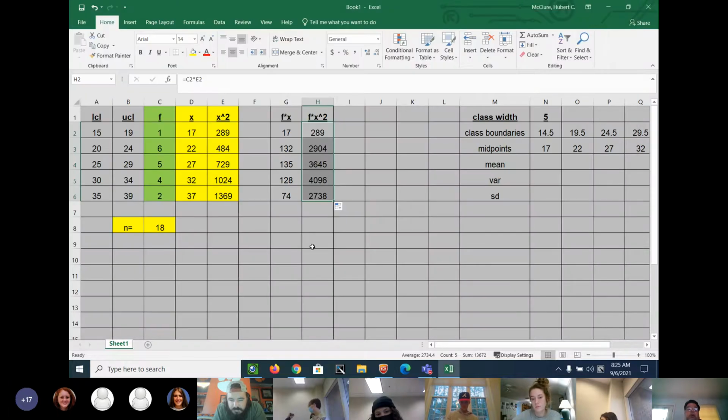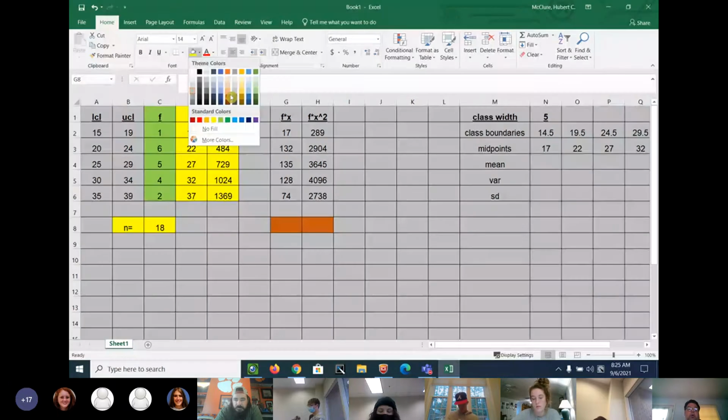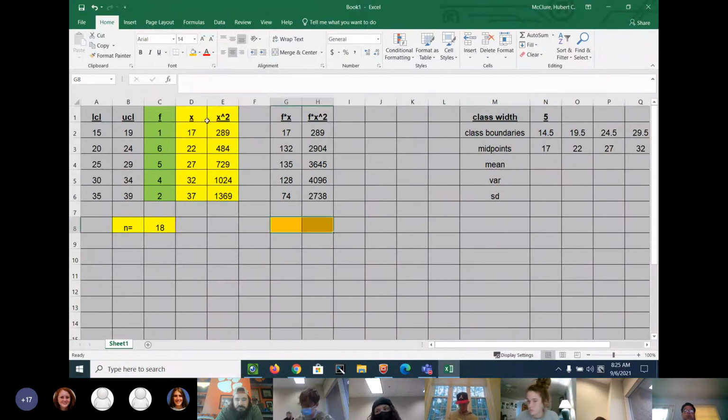So I'm going to take these two and color them orange. That's about as fluorescent orange as I can get. And summation, and copy that over. And there, we're done. We've got everything we need to plug and chug into the formula.